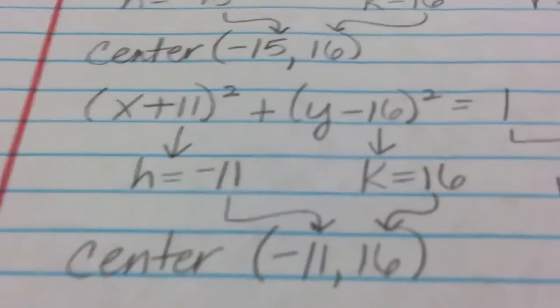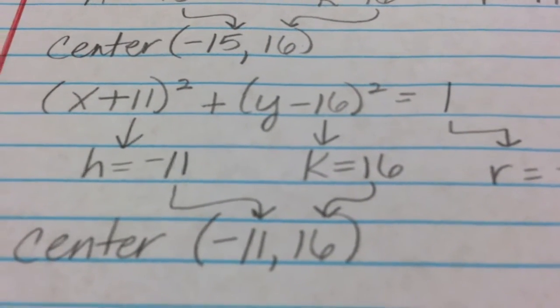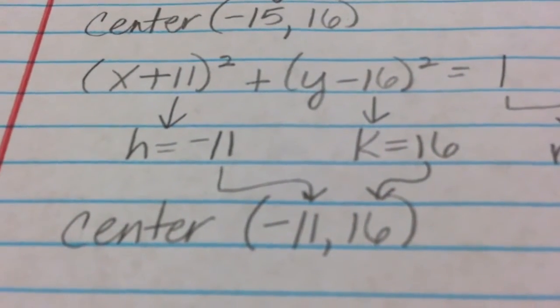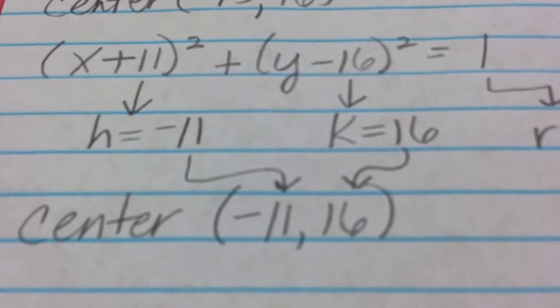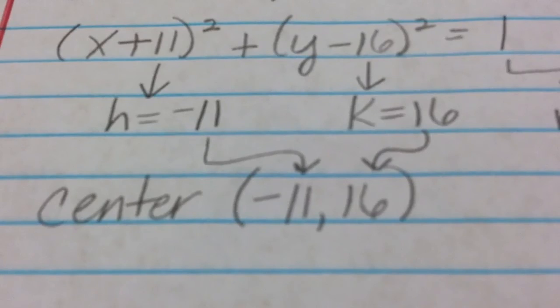And then the last equation, (x + 11)² + (y − 16)² = 1. Positive 11 becomes negative 11, and negative 16 becomes positive 16, so our center is at (−11, 16).